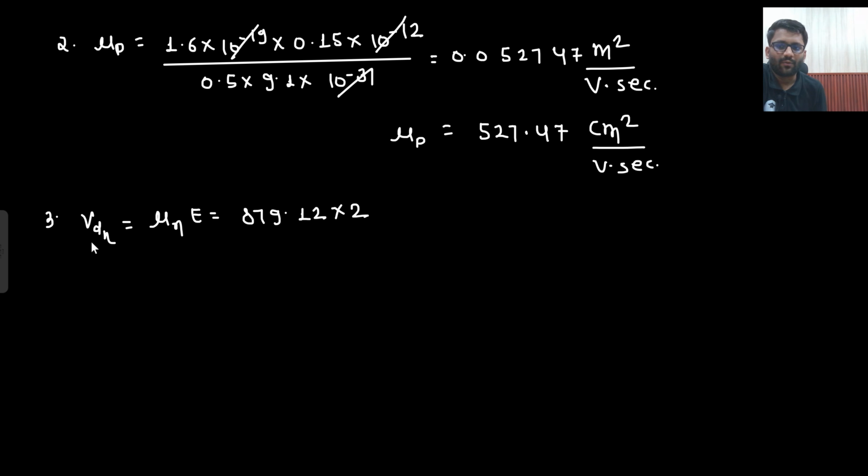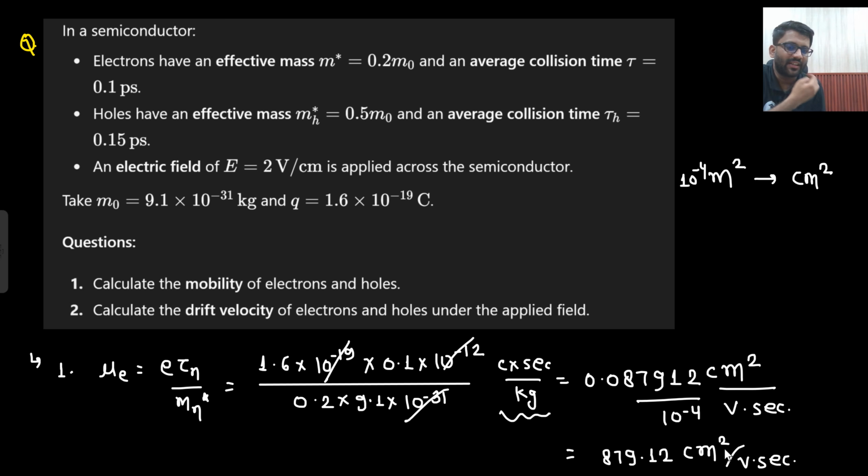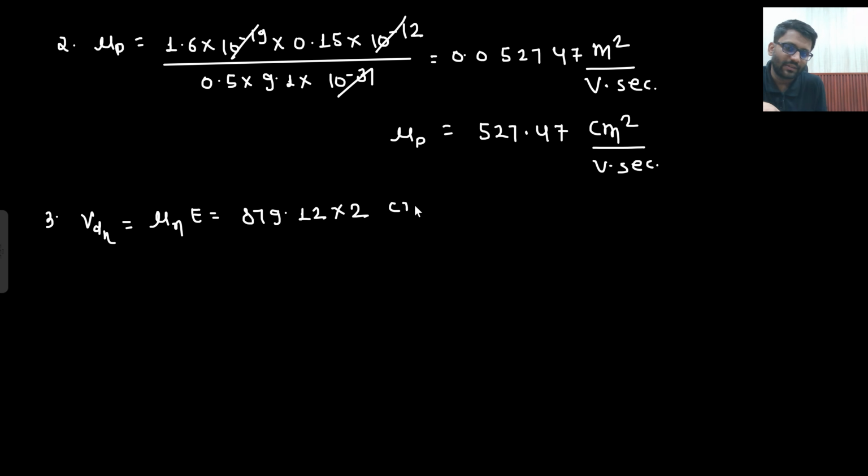So what do you think, what will be the answer? What is the unit of drift velocity? Meter per second, but everything is there in the centimeter. Everything is fine, volt is fine, second is fine, here centimeter, centimeter. So answer will be meter per second, but no, centimeter per second, because I am using centimeter here. So 879.12 into 2. 1758.24 centimeter per second.